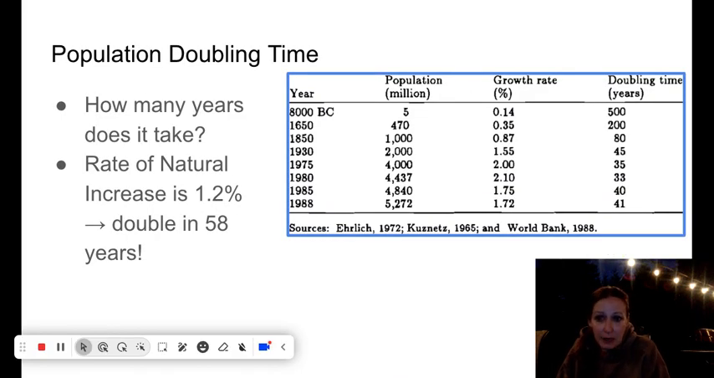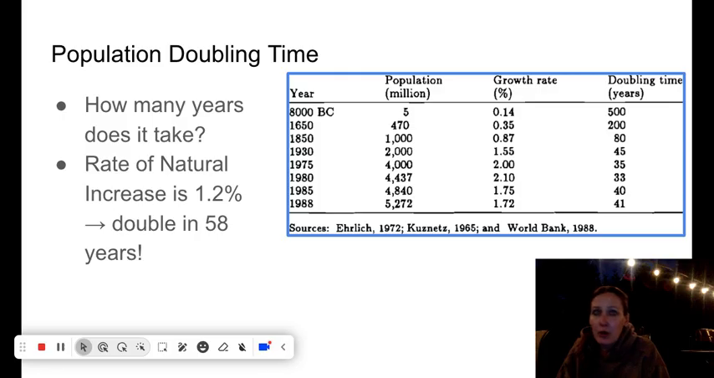Population doubling time. So how many years does it take for a population to double? So how many years would it take for like Boonton High School to double its student population? So if the rate of natural increase is about 1.2%, which seems like a very small percent, you normally want your rate of natural increase to be as slow as possible, usually, depending. Because even at just 1.2%, the population will still completely double in 58 years, right?